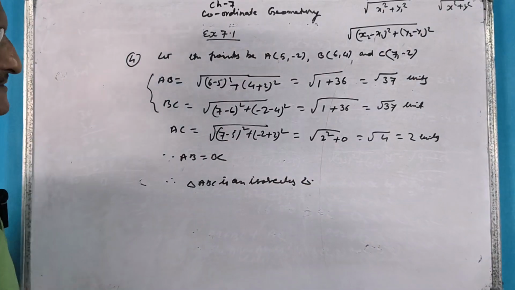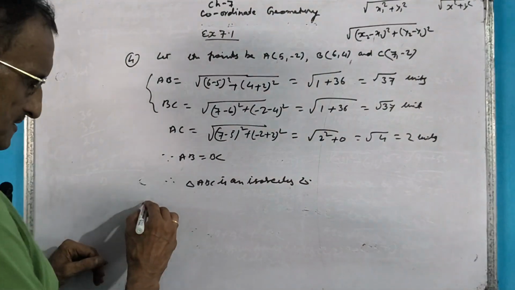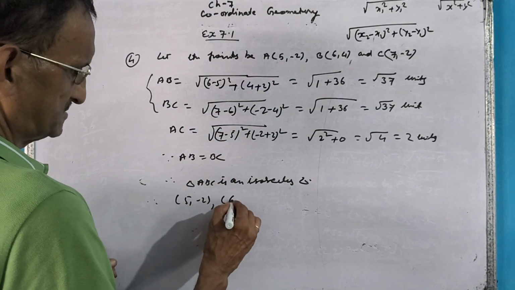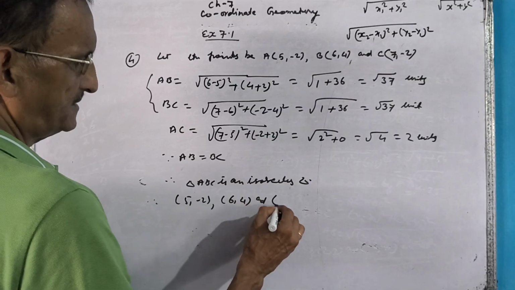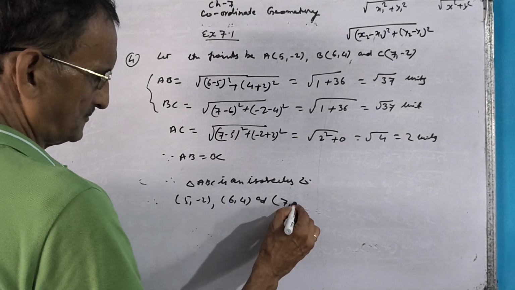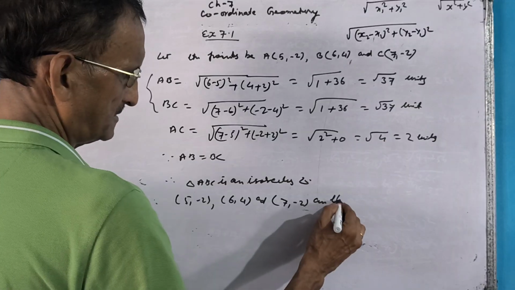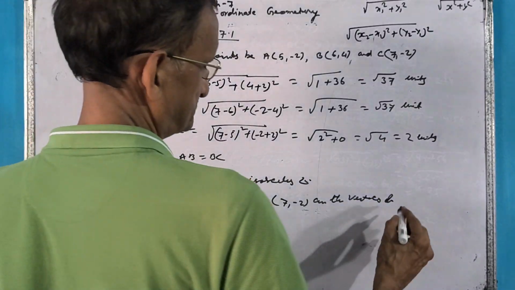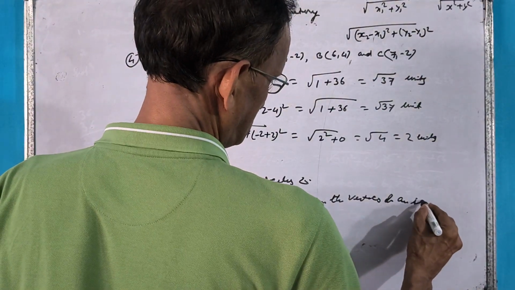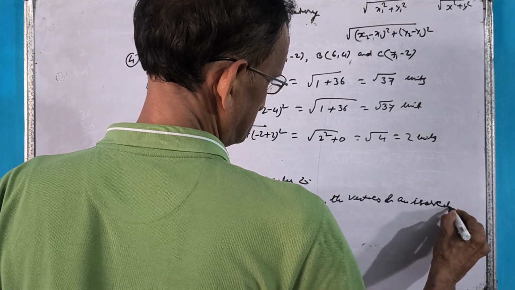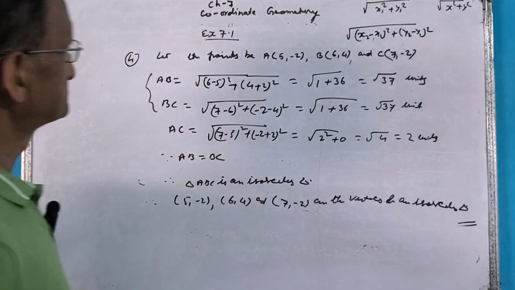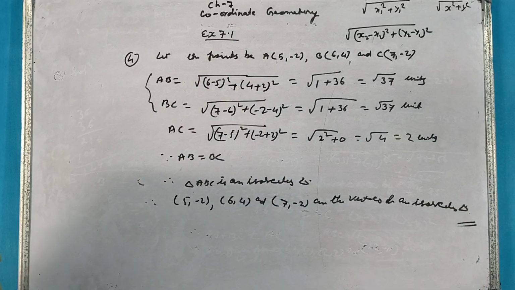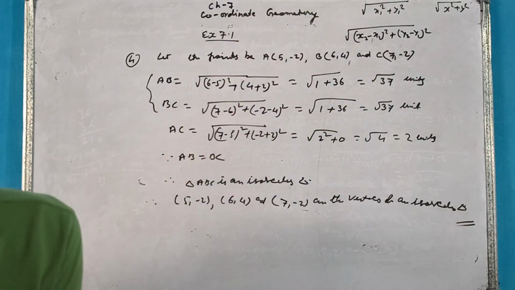Understood? Since two sides are equal, therefore the given points (5, -2), (6, 4) and (7, -2) are the vertices of an isosceles triangle. Okay, you just need to show that two sides are equal, and it will be isosceles. So very easy, not difficult.